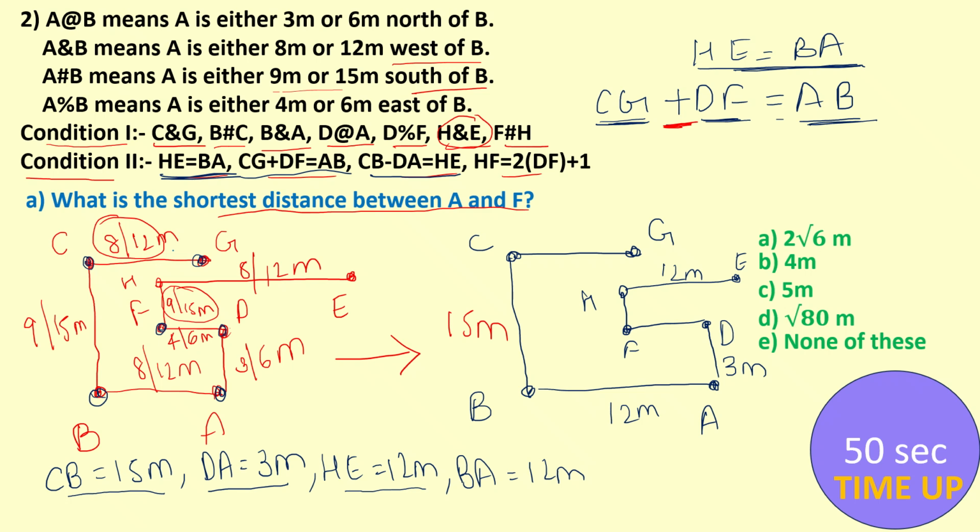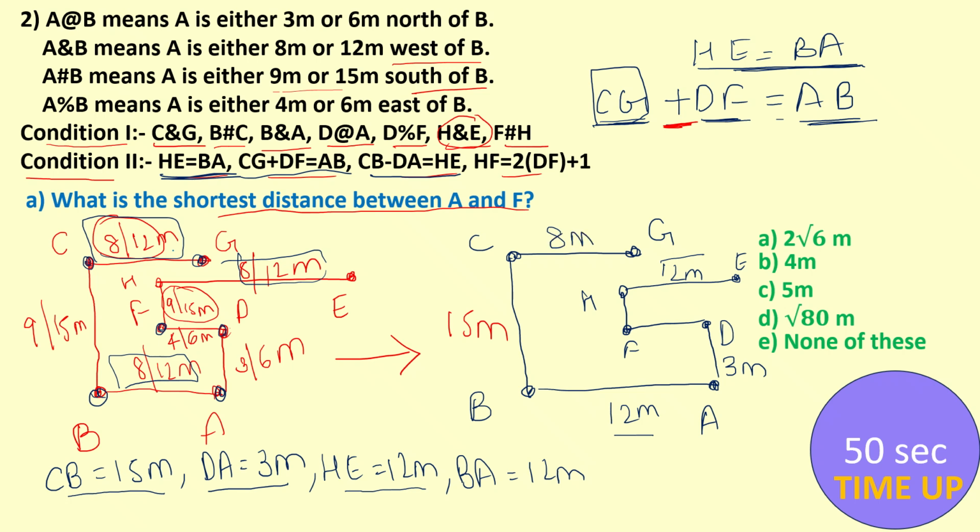Suppose, see, if you can see here in this diagram, this was 8 or 12 meter, this was 8 or 12 meter, this was 8 or 12 meter, and this was 8 or 12 meter. So in order to find out the CG distance, if this is 12 meter, then this should be 8 meter.